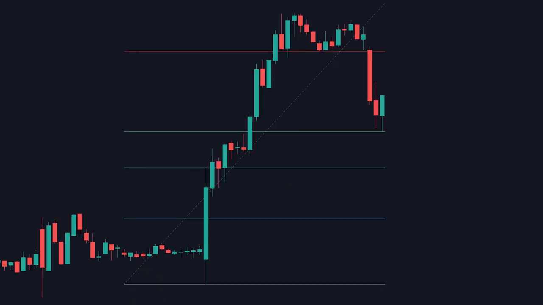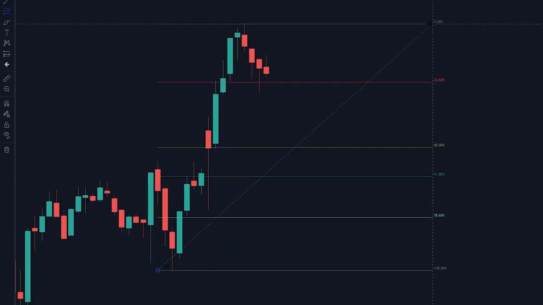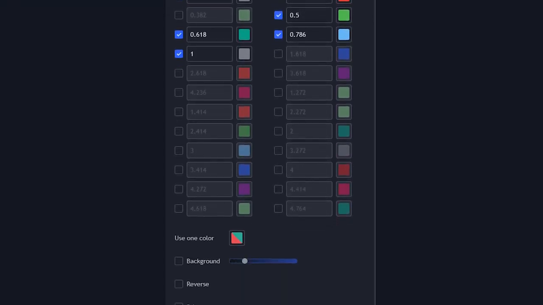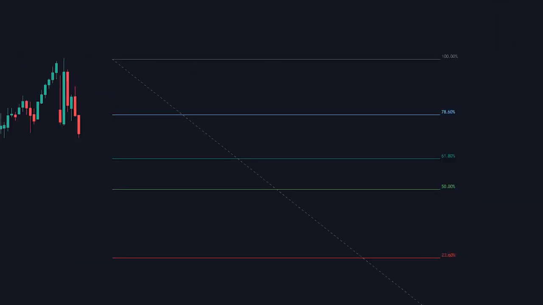So can we use this tool to help find a specific spot where a pullback has a high chance of bouncing off and creating a new higher high? Yes, and I'm going to tell you exactly how to use the Fibonacci retracement tool the right way, what a common mistake people make while using it, and show you how to exit your trades correctly so you can get the most profit as possible. Let's get straight to it.